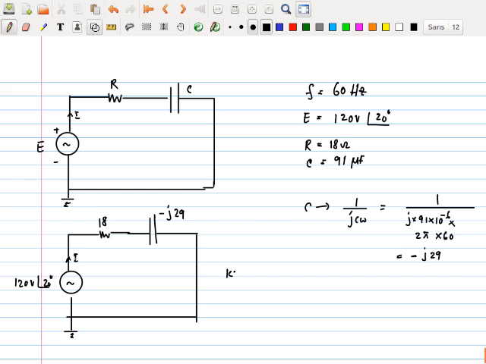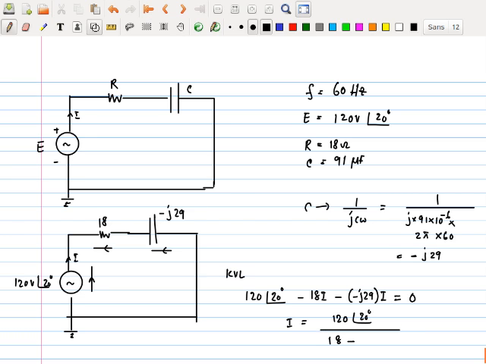Now I apply the Kirchhoff voltage law. I would get 120 at an angle of 20. If I apply the Kirchhoff voltage law, this drop is going this way, this drop is going this way, this drop is going up. You have minus 18 times I, minus J29 into I is equal to 0. So I will have I equal to 120 with an angle of 20 degrees over 18 plus J29.